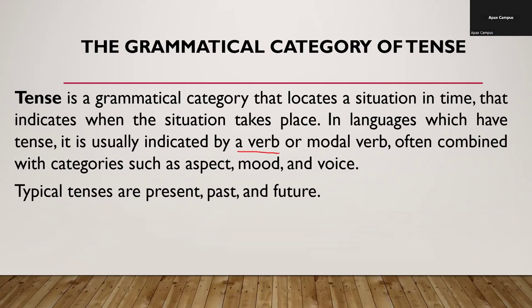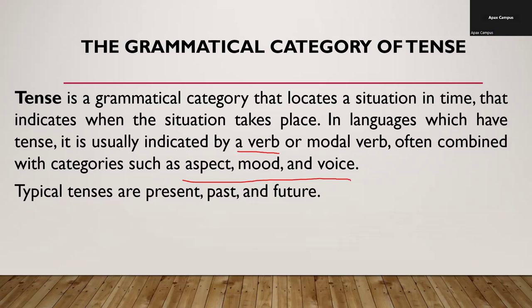We are inflecting the base form of the verb, okay? Often combined with categories such as aspect, mood, voice, right? Now, we don't show tense only, you know. Especially when we talk about the present tense, right? You form any sentence in the present tense, so that belongs to either of the four aspects of the present tense.